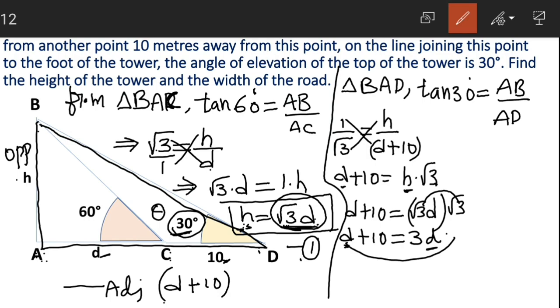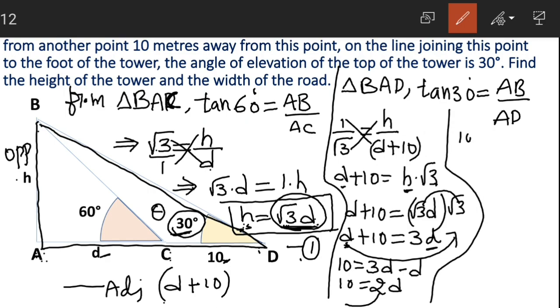Move this D to the right side. Then we get 10 is equal to 3D minus D. 3D minus D is nothing but from 3D's remove 1D, we get 2D's. So we get 2D. So just move this 2 to the left side. So 2D means 2 into D. This becomes division. So we get 10 by 2 is equal to D. By cutting we get 5. That means D is equal to 5 meters.